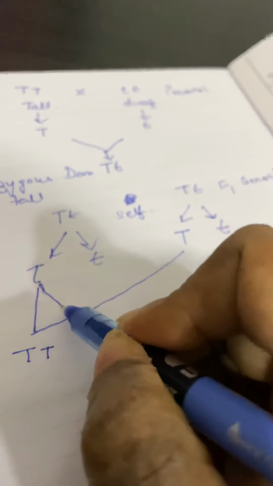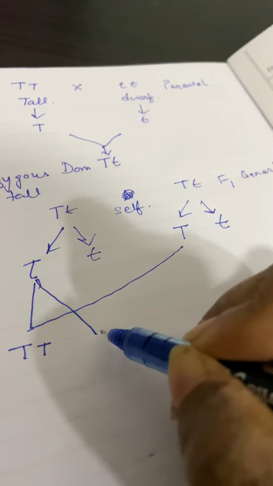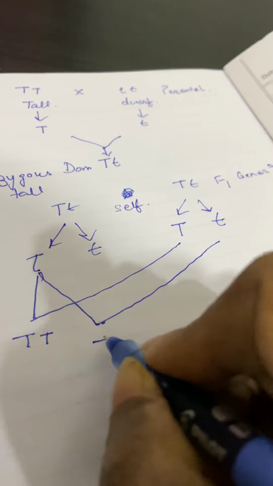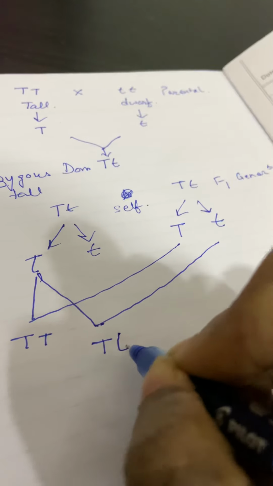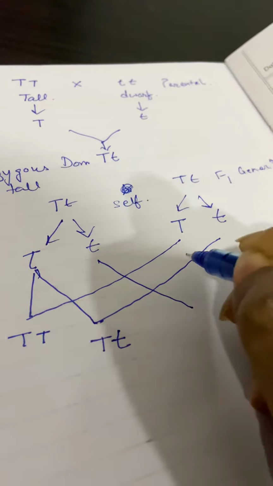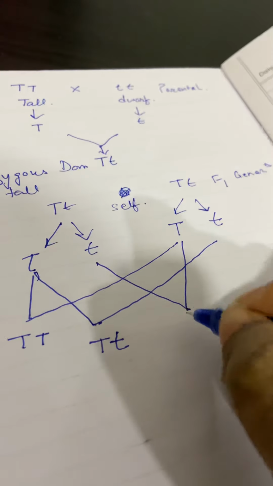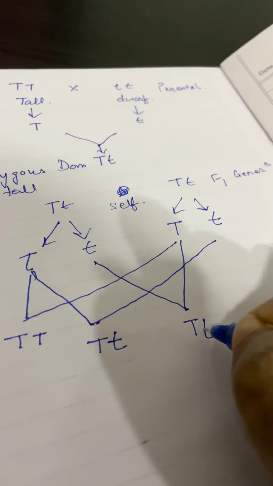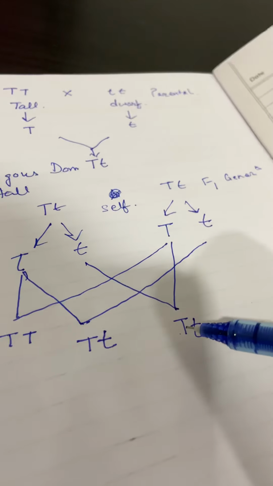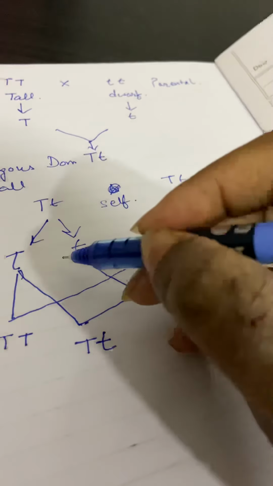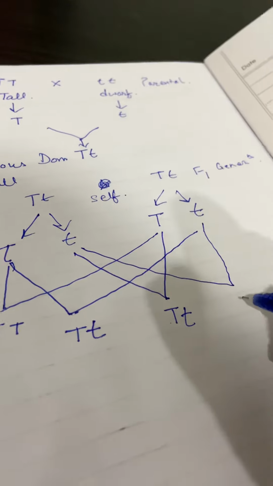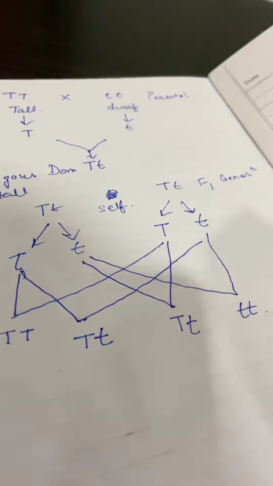If this gamete united with this one, we get another heterozygous tall plant. If this gamete united with this gamete, we will get another heterozygous tall, because capital T and small t, we always write the capital first and then the small one. And if this gamete had united with this one, then we would have got a homozygous dwarf plant.